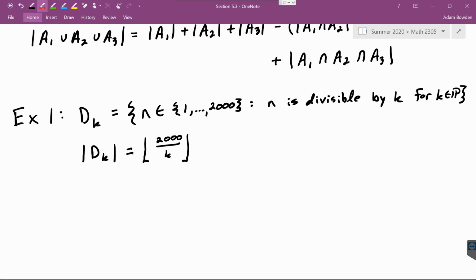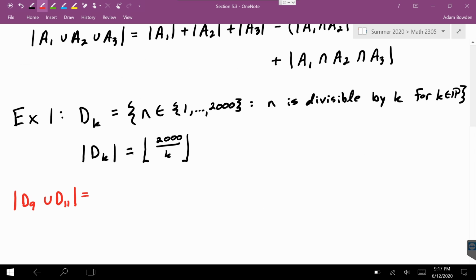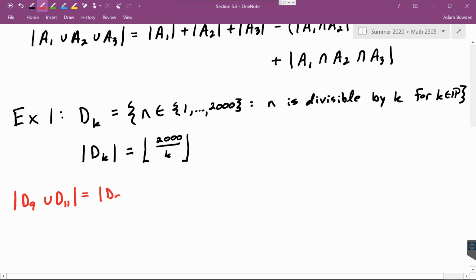So now we're going to go through, first, the number of elements from D9 union D11. We want to count up the number in that union. The inclusion-exclusion principle says we take the number of elements in D9, plus the number of elements in D11, minus, intersecting them 2 at a time, D9 and D11. And that's all we have to do here since we only have 2 sets total.